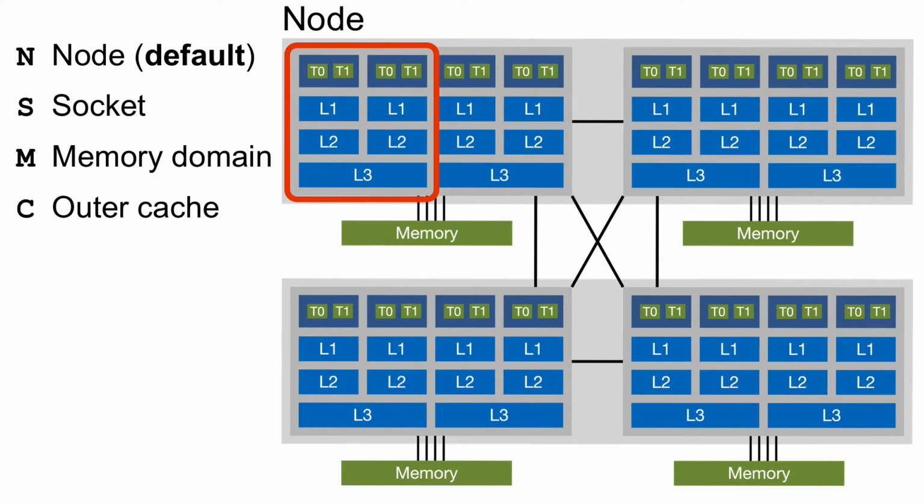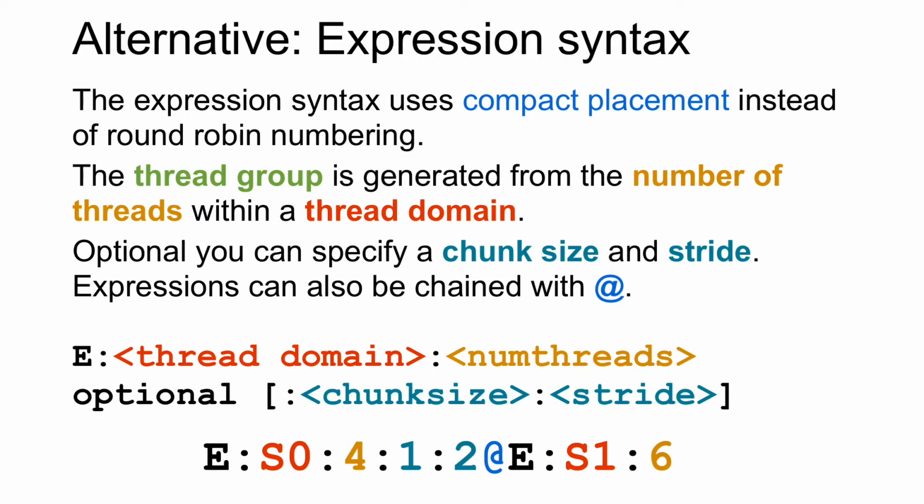The beauty of this syntax is that if a new topology exists, we can just add another character without breaking the basic syntax. LIKWID supports also an alternative syntax, which is called the expression syntax. The expression syntax generates a thread group from a number of threads within a thread domain. So you don't have an explicit list, but the list is generated. In contrast to the thread group syntax, the expression syntax uses compact placement. So the threads are consecutively placed to adjacent hardware threads.